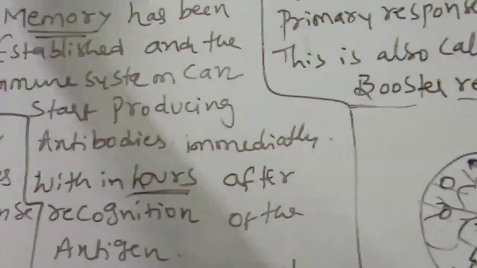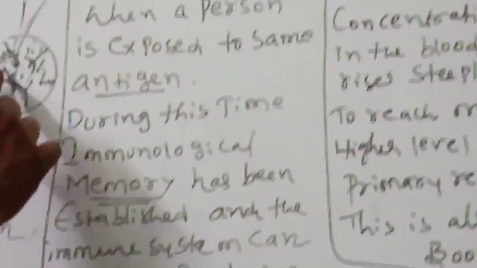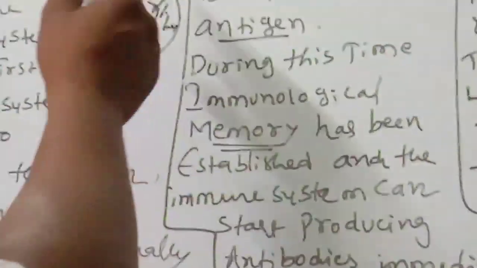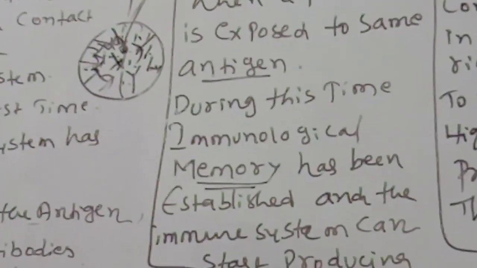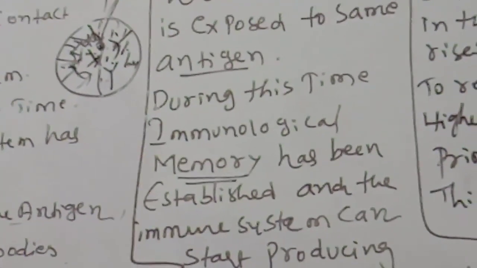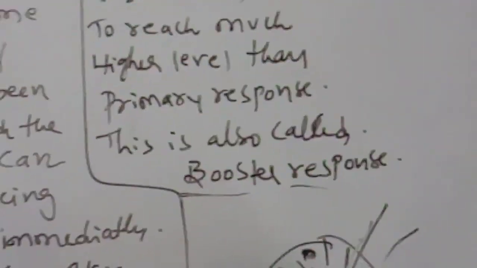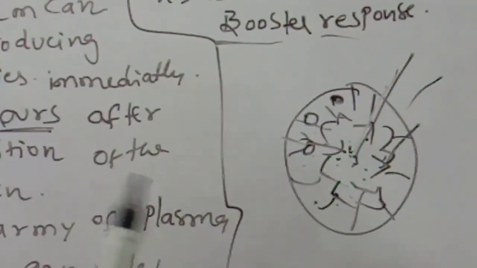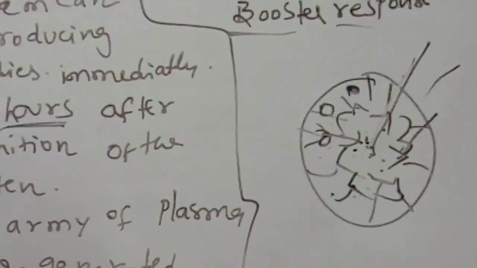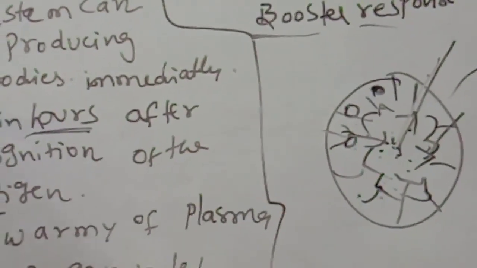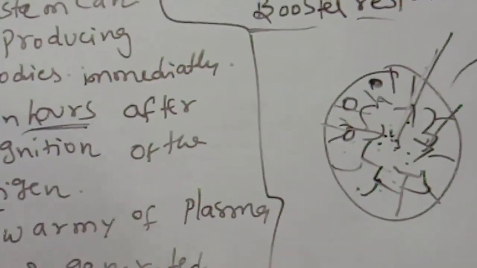For example, a thief comes for the first time. Recognizing him will take time, and when he takes something and goes off, we can't recognize him immediately. Later we will recognize him. When the same thief enters a second time, we will immediately catch him and beat him. That is the same process as in the primary response and the secondary immune response.